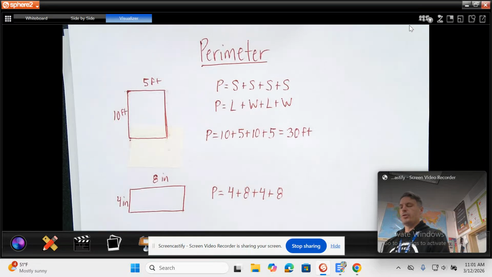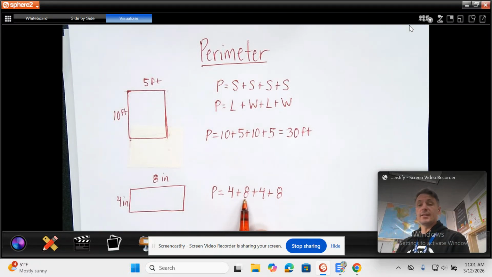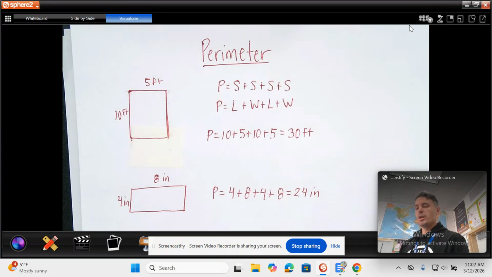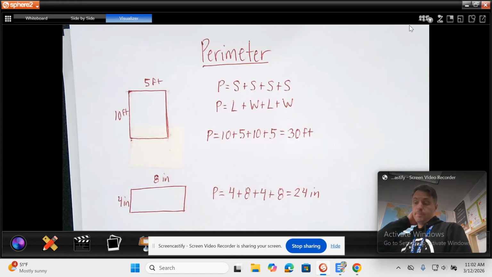So we just add up all those sides. 4 plus 8 is 12, plus 4 more is 16, plus 8 more is 24. So that's 24 inches. So the perimeter is 24 inches. And remember, perimeter just means the total distance around something. So if you wanted to measure the perimeter of your entire yard, all you would have to do is measure the length of your fence all the way around your entire yard.